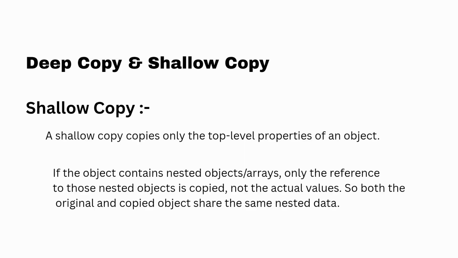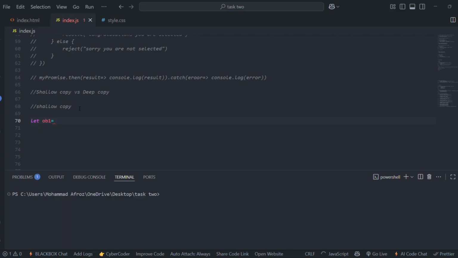First we will talk about shallow copy. In a shallow copy of an object, the main properties are copied but any nested objects or arrays are still linked to the original. Now we will see an example of shallow copy.